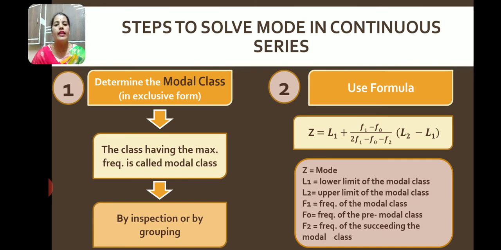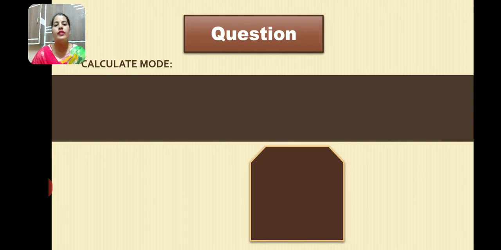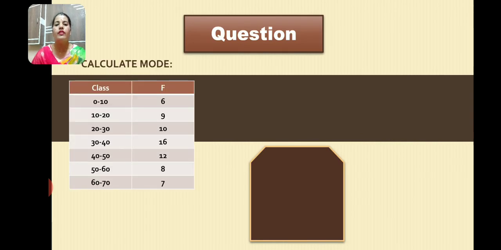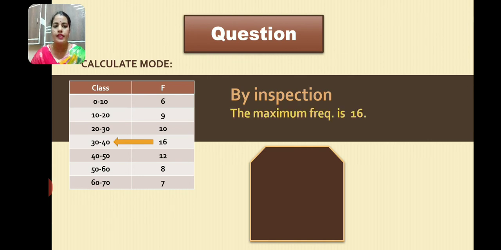Now we will take a question to discuss further. The question is, calculate mode from the following frequency distribution. Class is given and frequency is given. By the inspection method, if you solve this question, you will find the highest frequency is 16, which corresponds to the class 30 to 40. It means the class 30 to 40 has the highest frequency, which is 16. So our modal class is 30 to 40, meaning the answer to the question will come under 30 to 40.